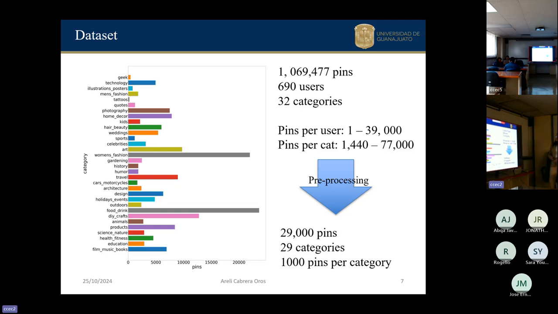And we can note that some categories have several thousand pins, while others barely have a thousand. To solve the unbalanced class problem, we choose only the categories with more than 1,000 pins to finally obtain 29,000 pins, 29 categories, and 1,000 pins per category.